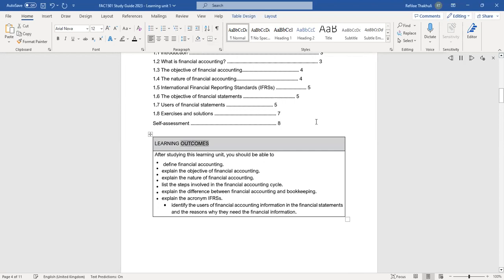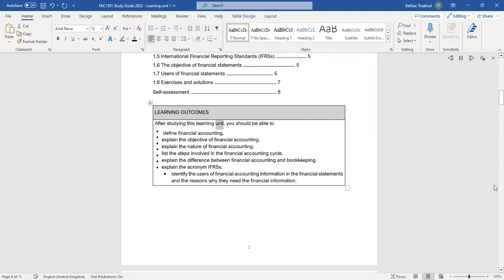Learning outcomes. After studying this learning unit, you should be able to define financial accounting, explain the objective of financial accounting, explain the nature of financial accounting, list the steps involved in the financial accounting cycle, explain the difference between financial accounting and bookkeeping, explain the acronym IFRSs. Identify the users of financial accounting information in the financial statements and the reasons why they need the financial information.